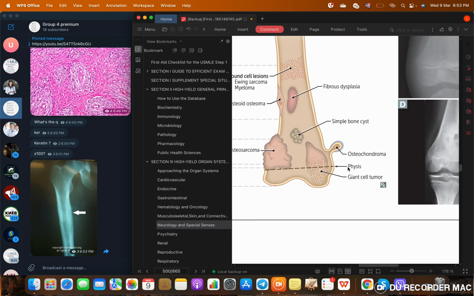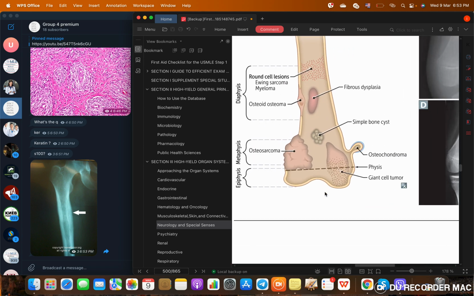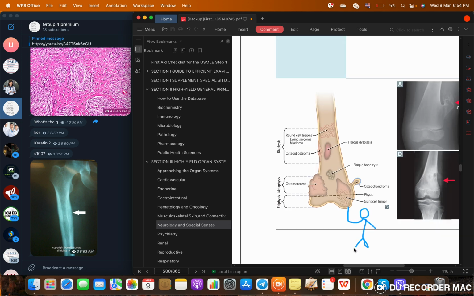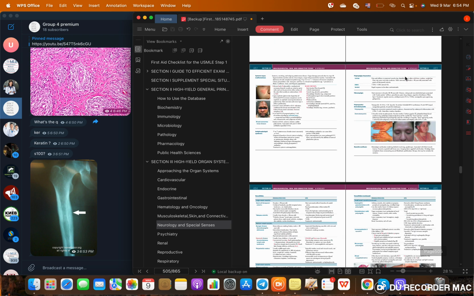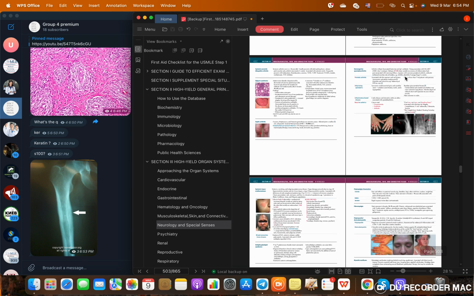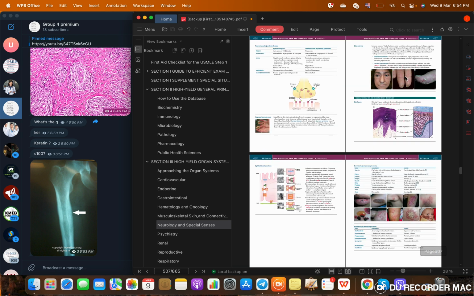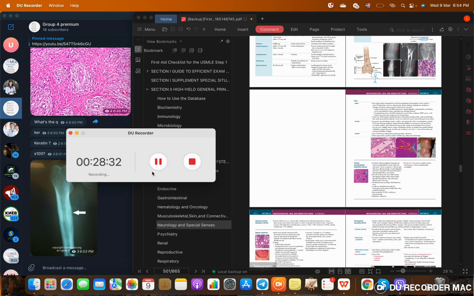So they write here where every tumor is located. Ewing sarcoma, we saw it, is in the diaphysis. Osteoid osteoma, diaphysis. Osteosarcoma and chondroma, metaphysis. Giant cell, remember the giant man holding the bone? It's going to be the epiphysis. So each tumor has its specific location that does not touch the other locations. Okay guys, so I will see you in 10 minutes.